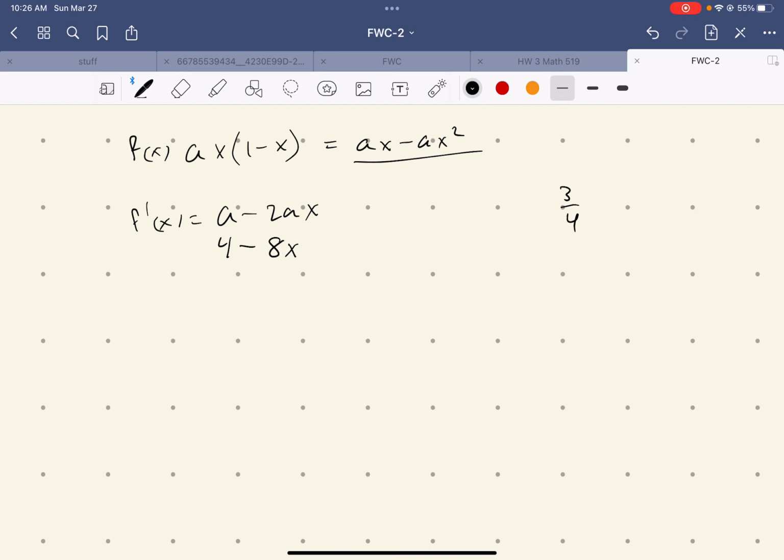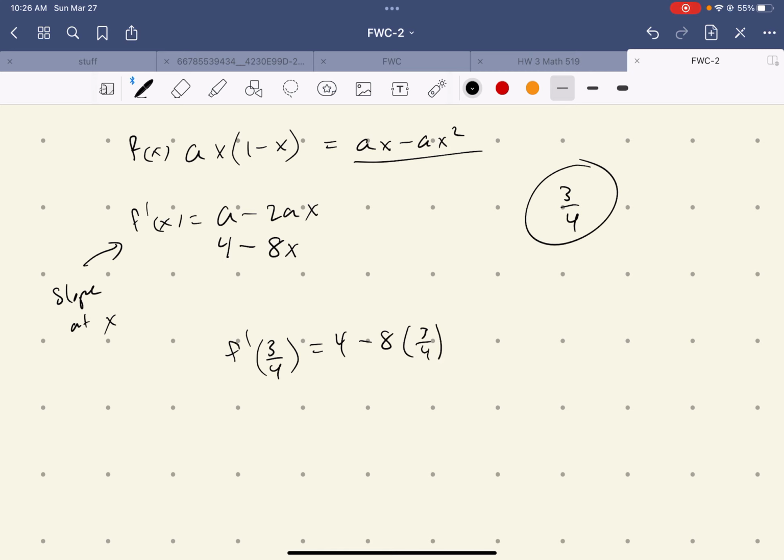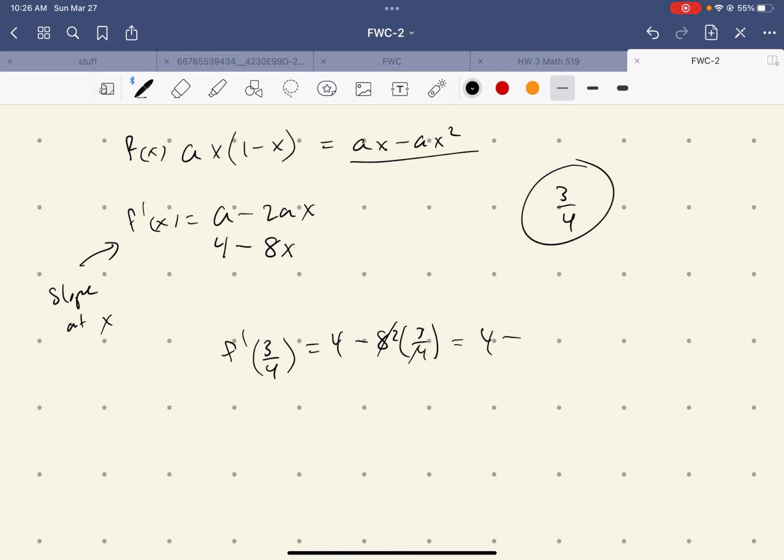Well, f prime of x is going to tell you the slope at x. And we care about the slope at the equilibrium point, so we care about f prime at 3/4. So this is 4 minus 8 times 3/4. That's 4 minus, the 8 and the 4 cancel, you get a 2, and that becomes a 6. And so you have negative 2.